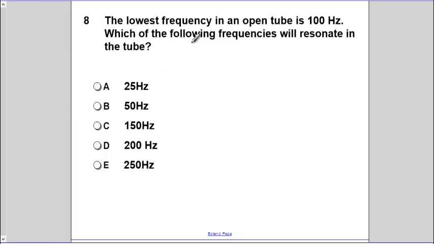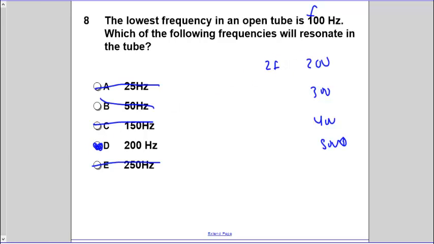The lowest frequency in an open tube is 100 Hertz. Which of the following frequencies will resonate? So that's F. It will also do 2F, which is 200 Hertz. 3F is 300 Hertz. 4F is 400 Hertz. 500, and so on. 25 is not one of these values. 50 is not one of these values. 150 is not one of these values. Neither is 250. 200 Hertz will be at 2F.